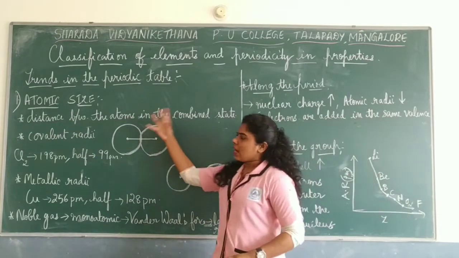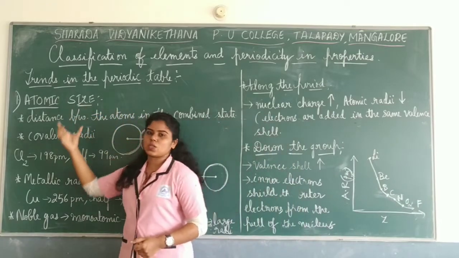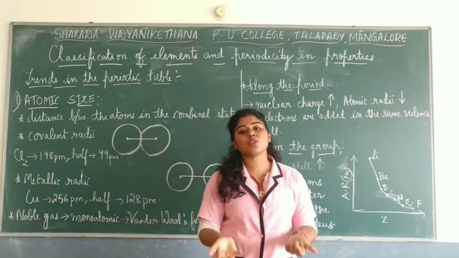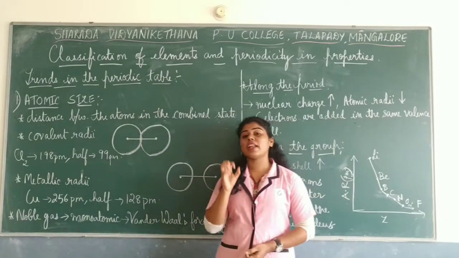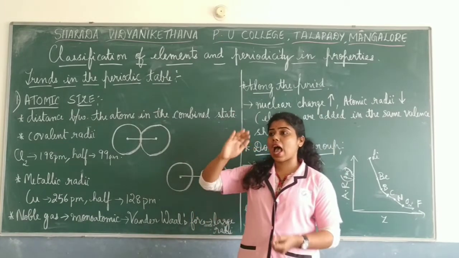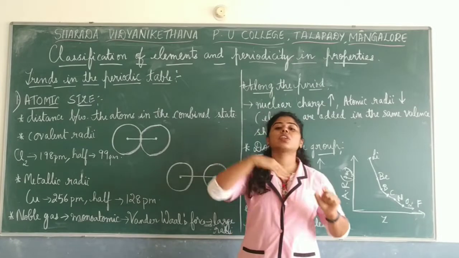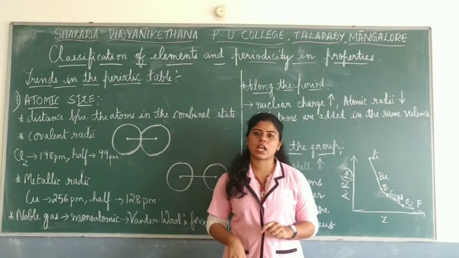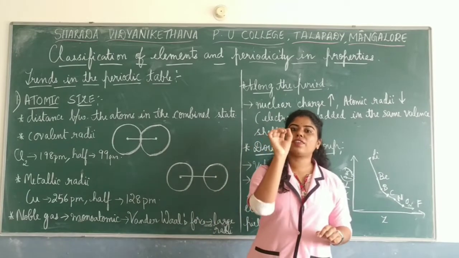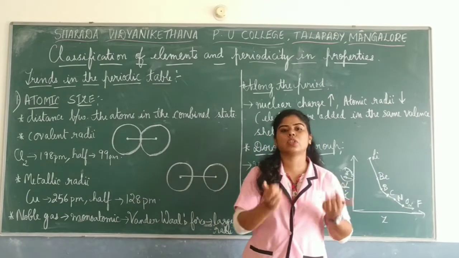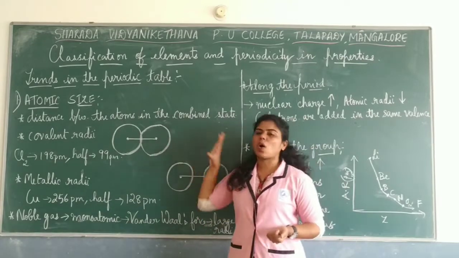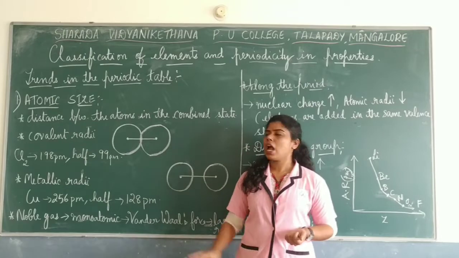Now, when you just see this word, atomic size, you just mean that it is the size of an atom. Size of an atom is actually calculated as the distance from the nucleus to the outermost shell. This is what you have studied in your previous classes. So, it is the distance from the center, that is the nucleus, to the outermost shell of an atom. That is atomic size in a simple way.